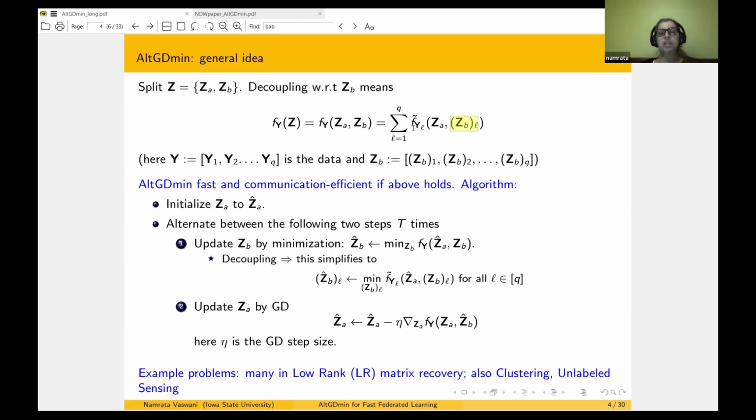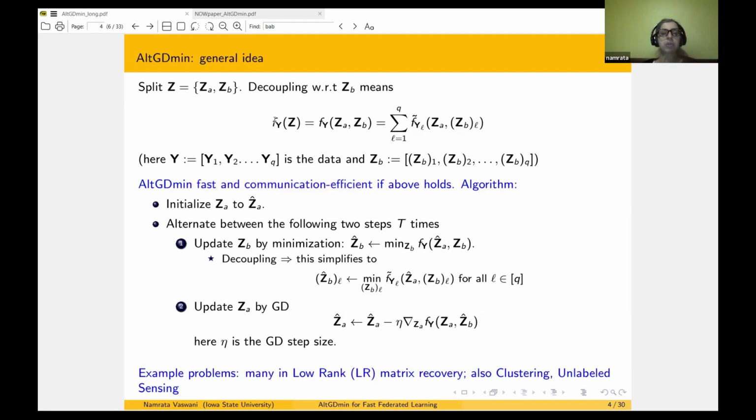So ZB could be a matrix, and ZBL is the Lth column of that matrix, for example. And also data-wise, there is decoupling. So ZBL depends on only a subset, let's say YL, one column of the data, for example, or a subset of columns of the data. And ZBL could also be, instead of one column, a subset of columns. For such problems, you can argue that RGDmin is both fast and communication efficient if this property holds.